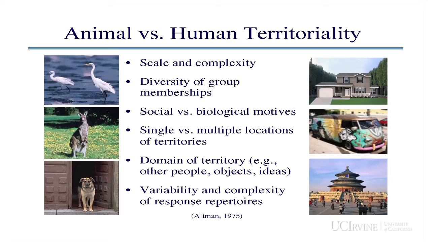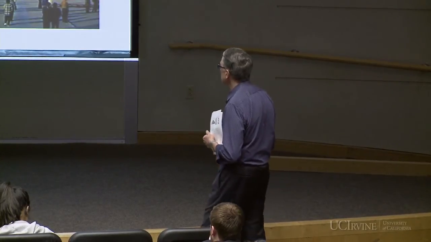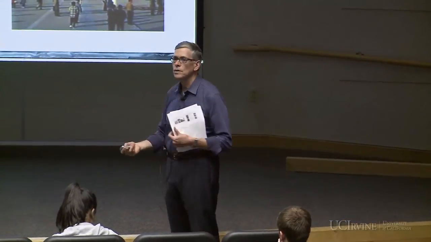With humans, there's much more emphasis on social motives for creating territories. So protecting your ideas through a patent or a copyright, for example. It's not all about feeding and breeding as it is in animal populations. We can have multiple locations for our territories. Territories can be other people, objects, ideas, and sometimes people relate to others as if they're their territory or their object.